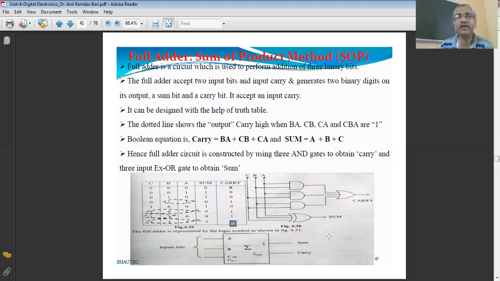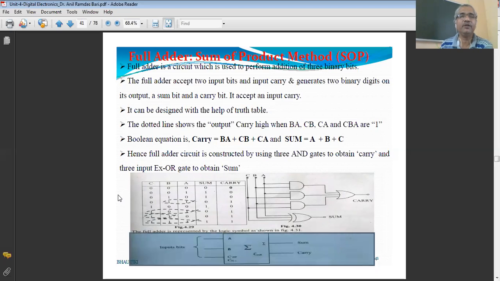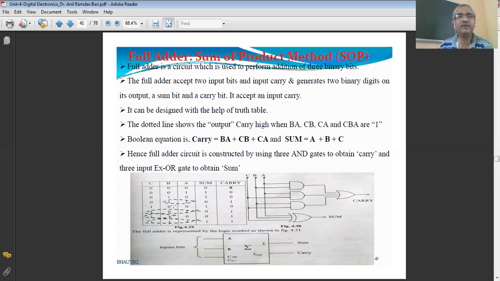So we get the carry bit 1 when A and B are 1. So take the product of this, take the product BA. So the first product is BA. 1 into 1 is 1. So carry is equal to BA.